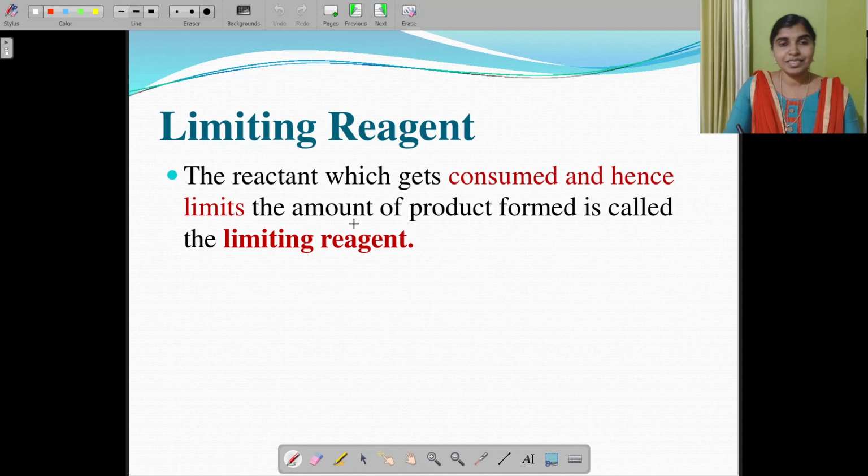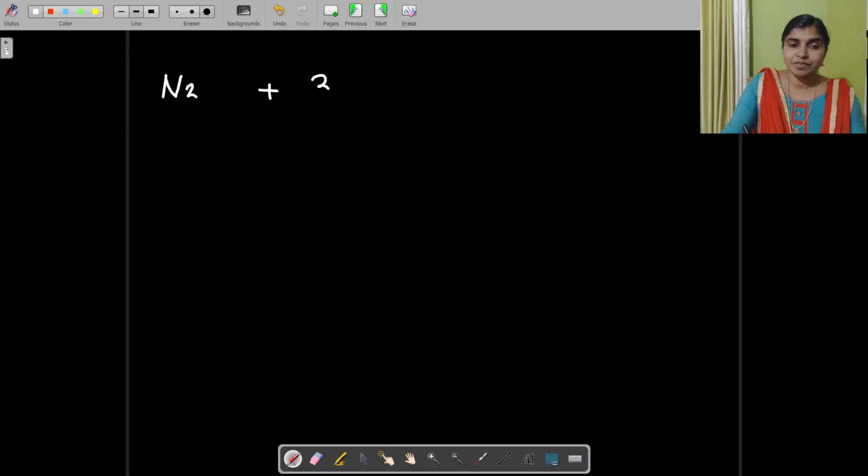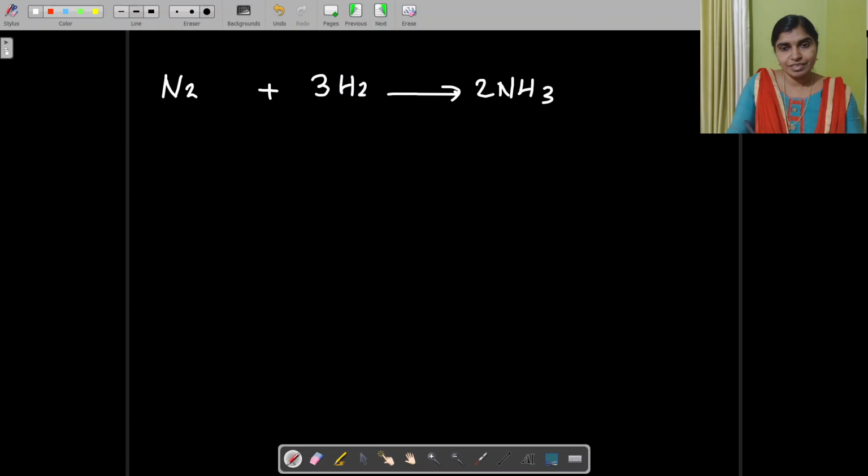So this chemical equation is very useful to us for calculations. Based on the balanced chemical equation, we can discuss a new term called limiting reagent. What is meant by limiting reagent? Here we have an equation: N2 combines with 3H2 to form 2NH3. So we have the mass relationship, that is 28 grams of nitrogen combines with 6 grams of hydrogen and produces 34 grams of ammonia, isn't it?